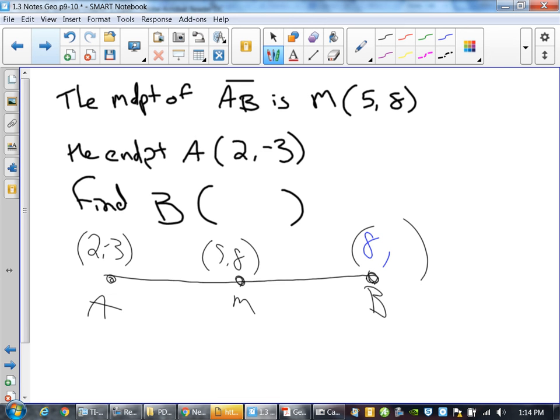Negative 3 to 8. Do you go up or do you go down? How many? What's 11 more than 8? There you go. If you're going from negative 3 to 8, negative 2, negative 1, 0, 1, 2, 3, 4, 5, 6, 7, 8. That's 11. What's 11 more than 8?